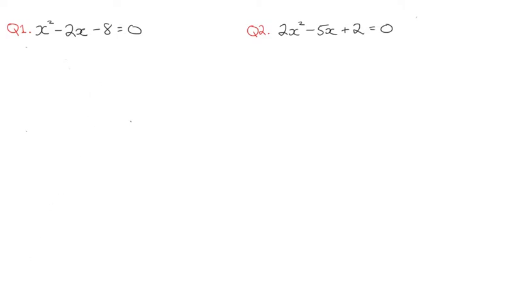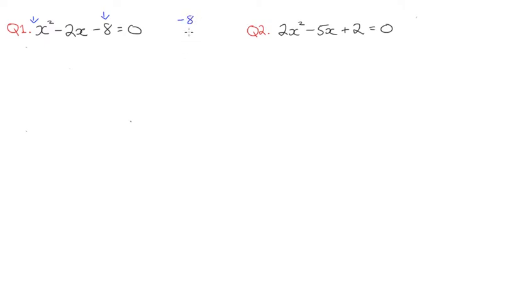So let's get started. Okay, the very first thing I do is I multiply whatever number is in front of the first letter and whatever number is at the end here of the quadratic equation. So there's no number here. So in maths, if there's no number in front of a letter, we say there's a 1, okay? So this would be 1 multiplied by minus 8. So 1 multiplied by minus 8 gives me minus 8, okay?